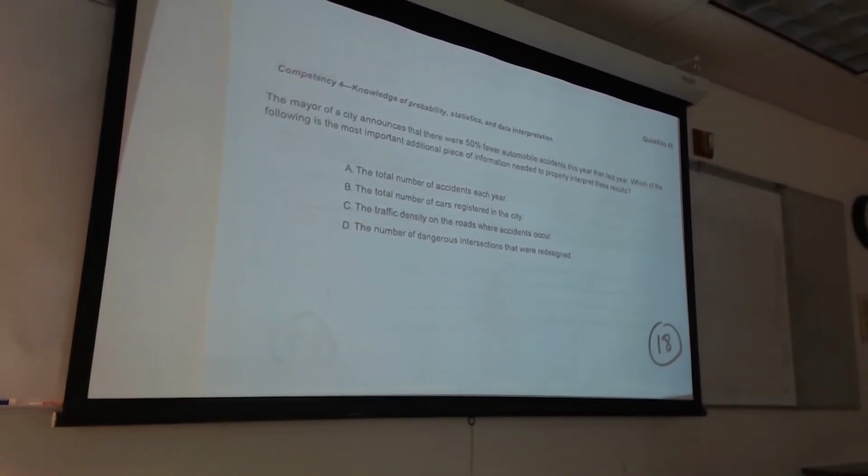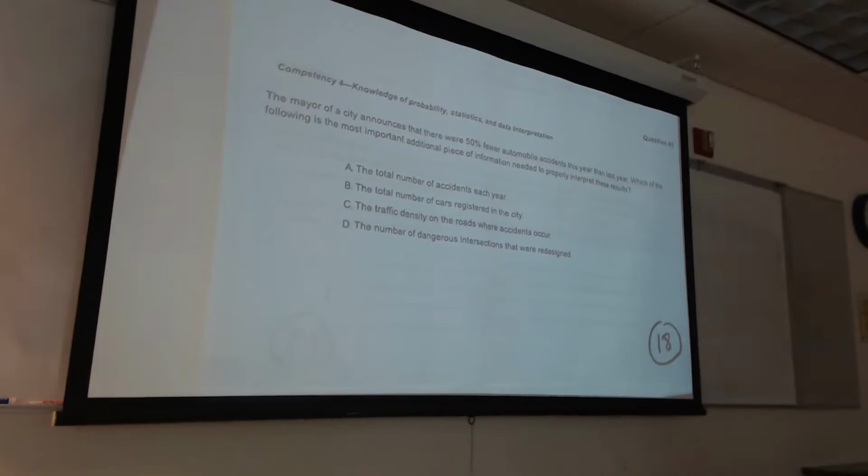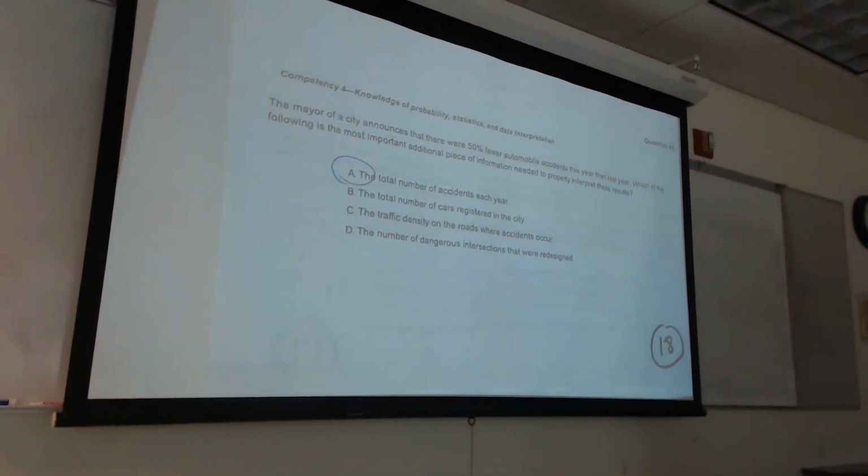All right, the mayor of a city announces that there were 50% fewer automobile accidents this year than last year. Which of the following is the most important additional piece of information needed to properly interpret these results? A: the total number of accidents each year, B: the total number of cars registered in the city, C: the traffic density on the roads where accidents occur, or D: the number of dangerous intersections that were redesigned? A. Because you could say there are 50% fewer, but what if there were much more people or much less people or something like that? So you need to know A. You need to know the total number of accidents to get an idea of whether this is significant.